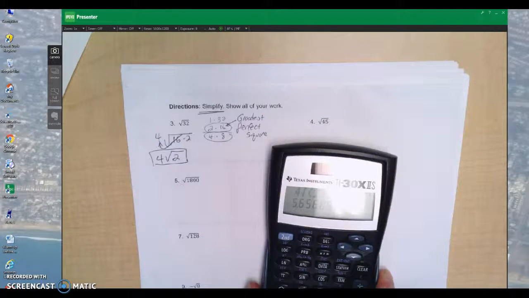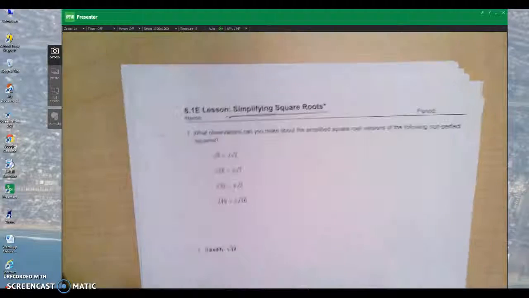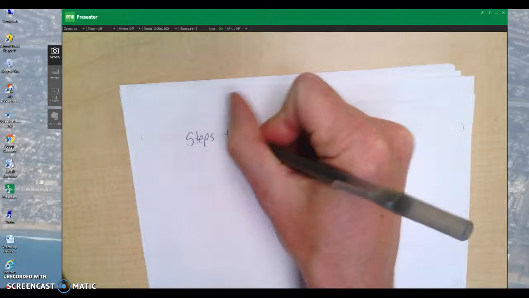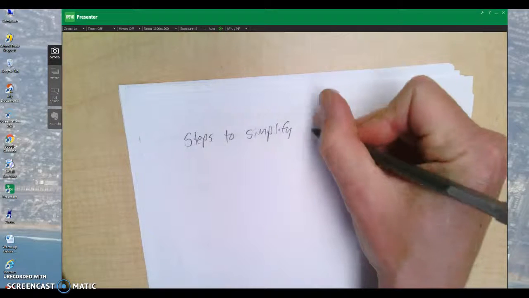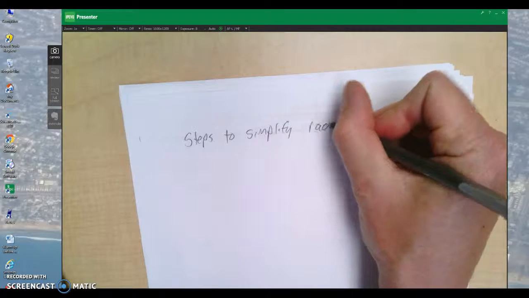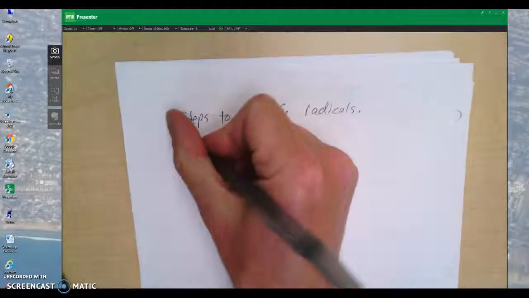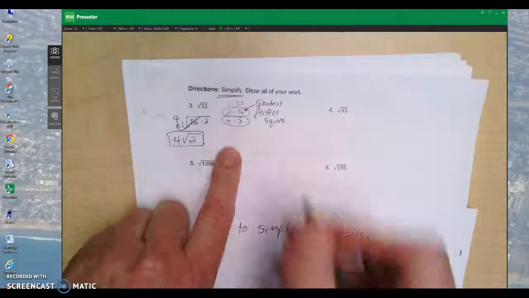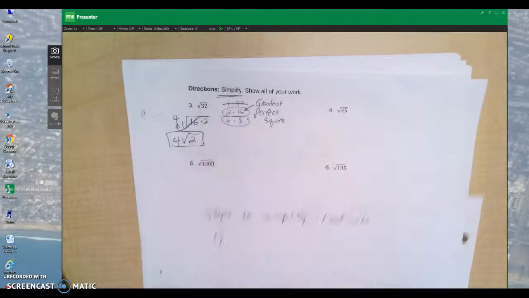So what did we actually do? Find an empty spot somewhere, maybe on the previous page, down here, 23, or on the back, and let's write the steps to simplify radicals. And again, pause at any time if you need to. Simplify radicals. First, what did I have you do here? I tried to list the factors of 32.